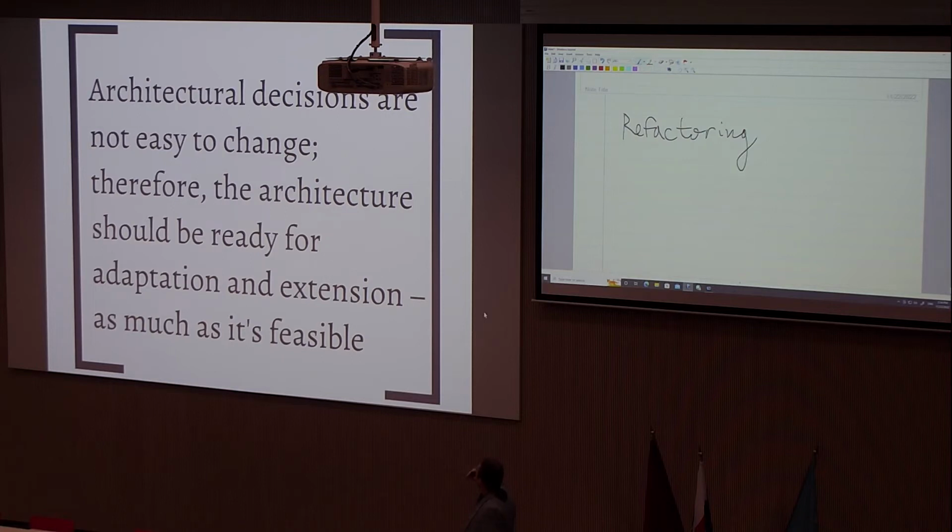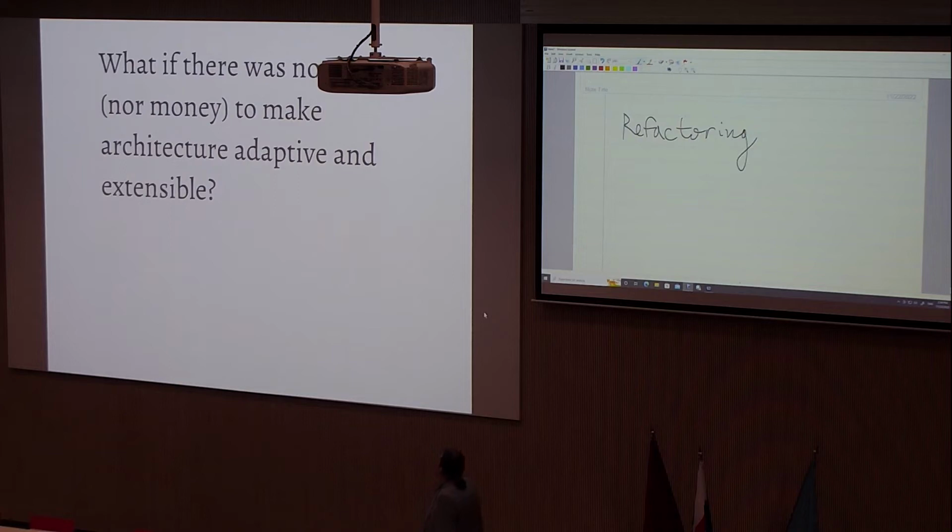So the first thing that we can observe here is that architectural decisions are not easy to change. Therefore, the architecture should be ready for adaptation and extension as much as it's feasible. You might implement some things in a more flexible way. Of course, if you are pushed by the budget, by the time, you will not do this directly in the first moment. Simply, you don't have resources to do that, and you're requested to deliver some functionality. So you will make quick and dirty solutions, knowing that you're not doing quite a good thing for the future.